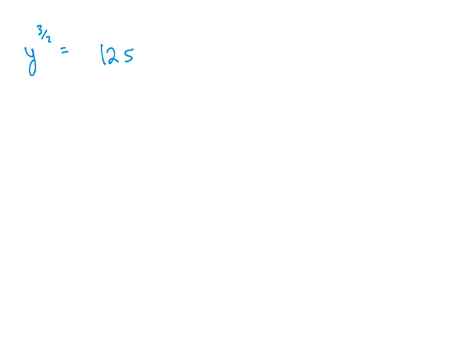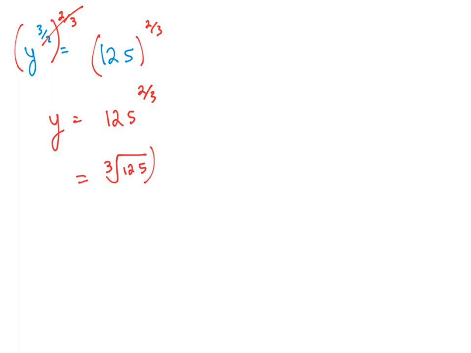Let's look at one more example. y to the 3/2 is equal to 125. We raise both sides to the reciprocal of the fractional exponent. So this cancels. We get y is equal to 125 to the 2/3, which we can write as the 3rd root of 125 raised to the 2nd power. The 3rd root of 125 is 5, so we end up with 5 squared, which is 25, and that's our solution.